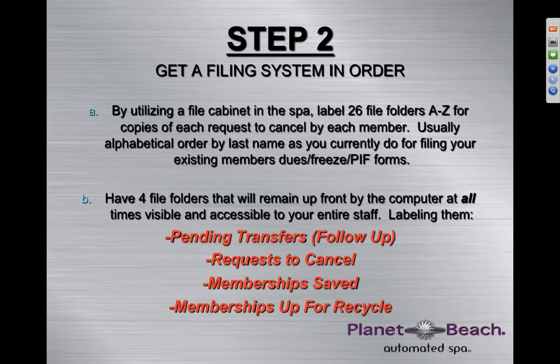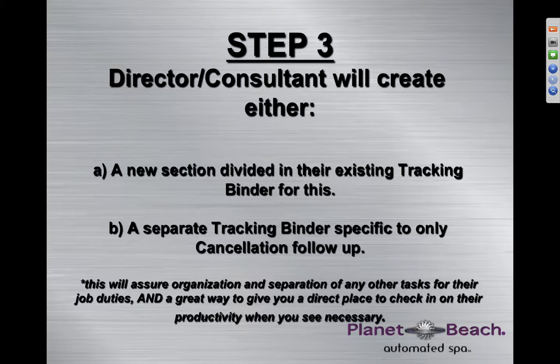Now, the next step that you will have in place is create a new section divided in your existing tracking binders if you have them, and if not, create a binder for this. Have it separate, like I said at the beginning of the call. If you want to have a specific cancellation binder or collections binder, or I recommend if you're a spa director and you are actually doing the stuff that we talk about on our webinars and calls, A, good job, B, do it in your management binder that you have for your accountability meetings with your franchisee, and have it in there.